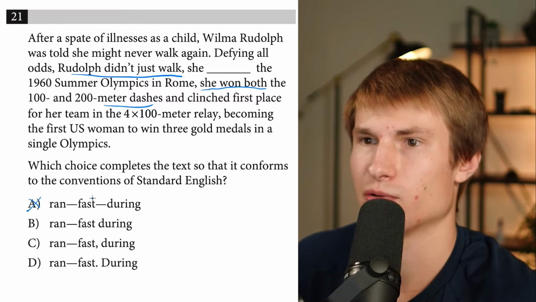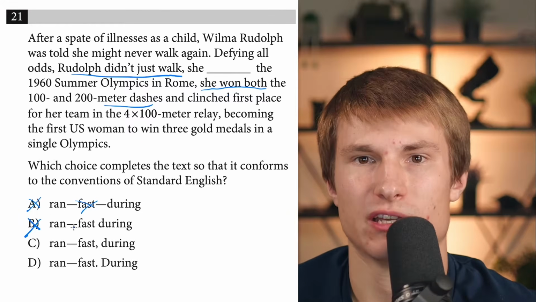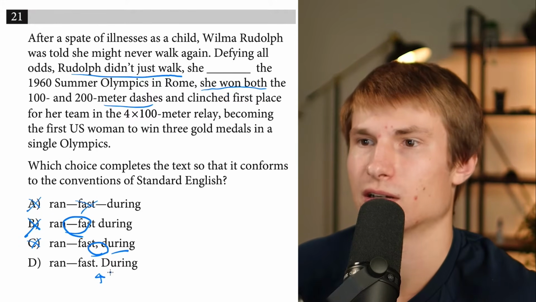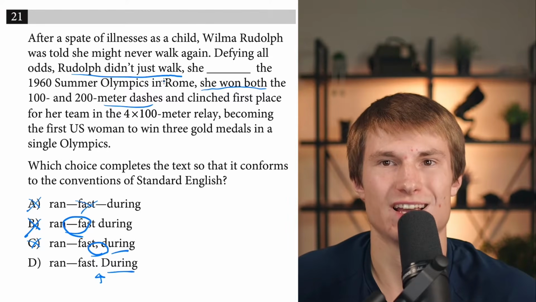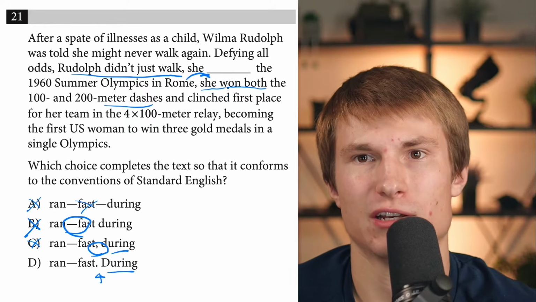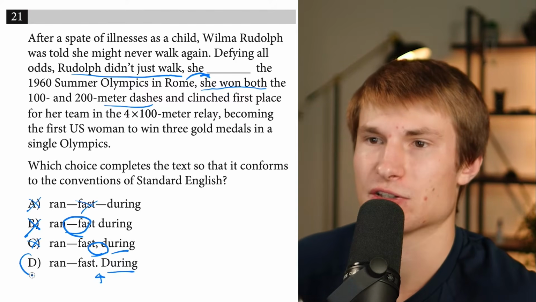We can't use two M dashes like this. That would also indicate "fast" is non-essential, which it's not. Okay, if we take a look at our other options, we can't just use an M dash like this to connect two independent clauses. Neither can we use a comma and then "during." We would have to split this up with a period and then have "During the 1960 Summer Olympics in Rome," which is an introductory supplementary phrase being applied to the independent clause "she won both the 100 and 200 meter dashes and clinched first place for her team in the 4x100 meter relay." Okay, so our answer has to be answer choice D.